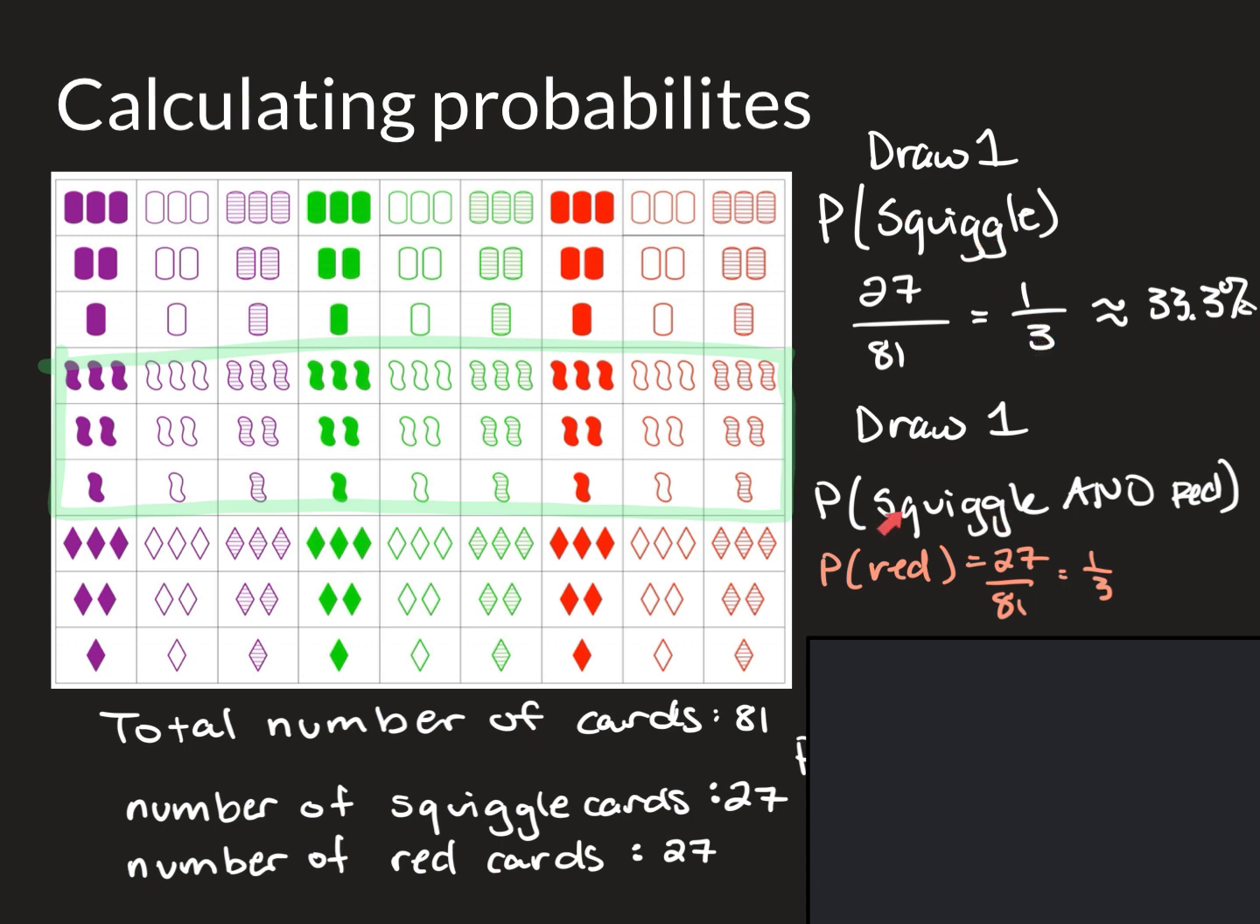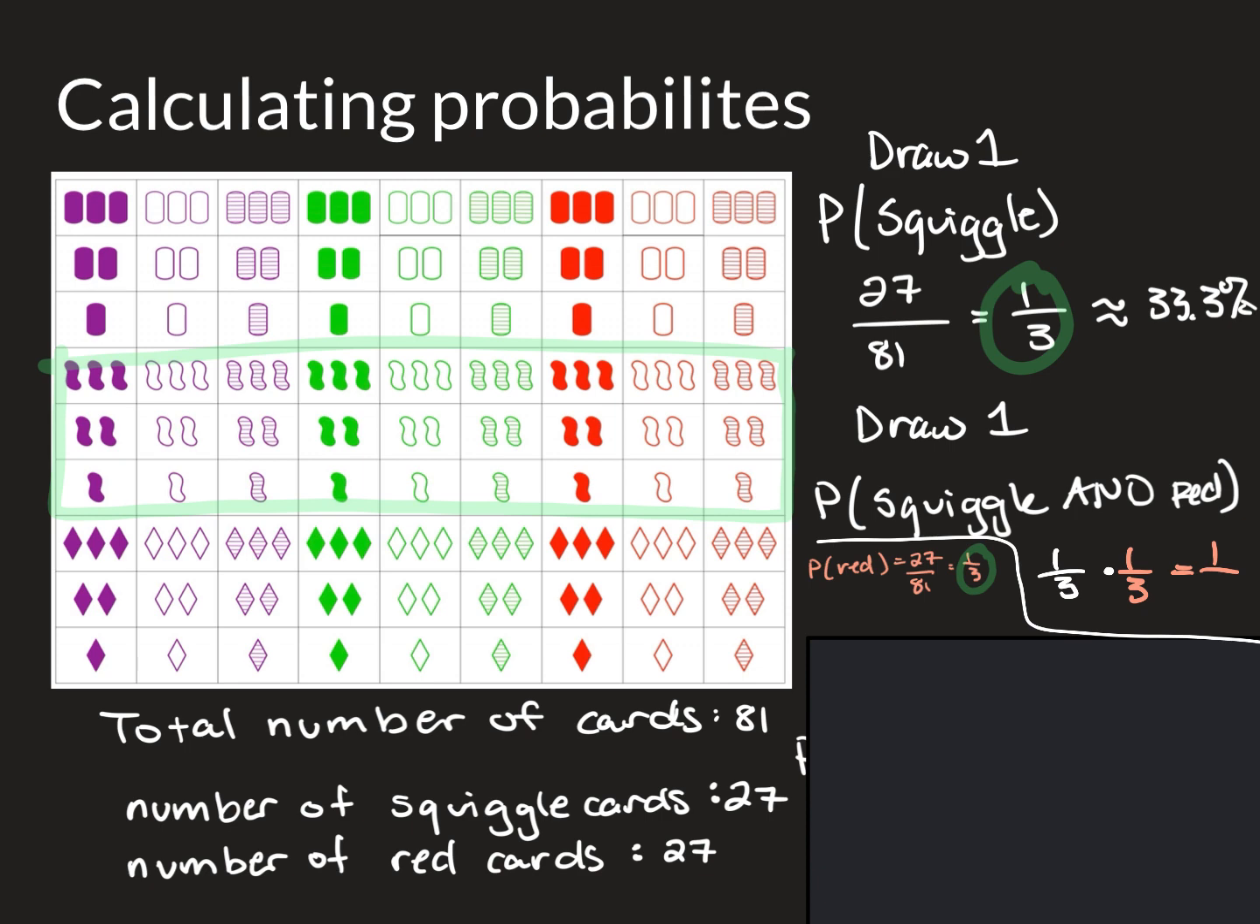And if we want squiggle and red, then really what we need to do is take these two probabilities, this 1/3 and this 1/3, and multiply them. So in this case, the probability of squiggle and red is going to be my probability of red, which is 1/3, times my probability of squiggle, which is 1/3, and we're going to get a probability of 1 out of 9.